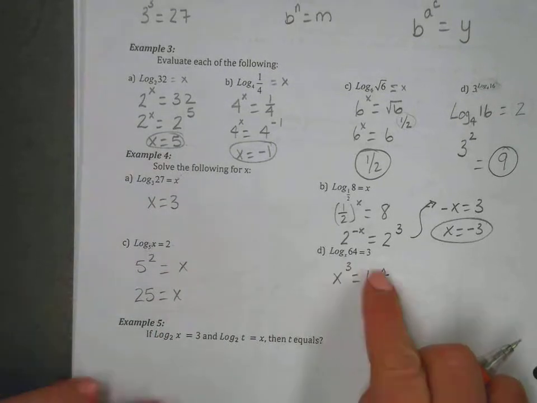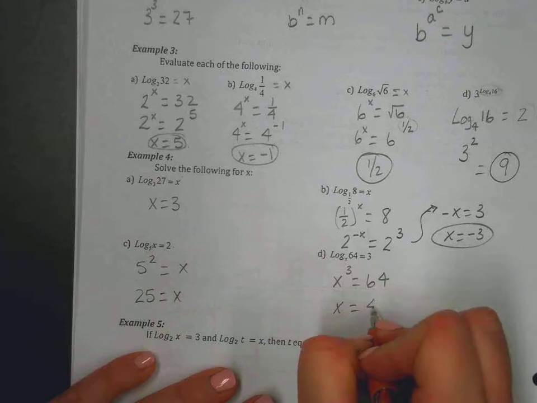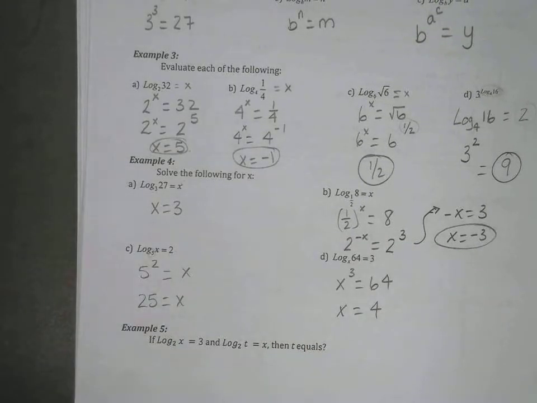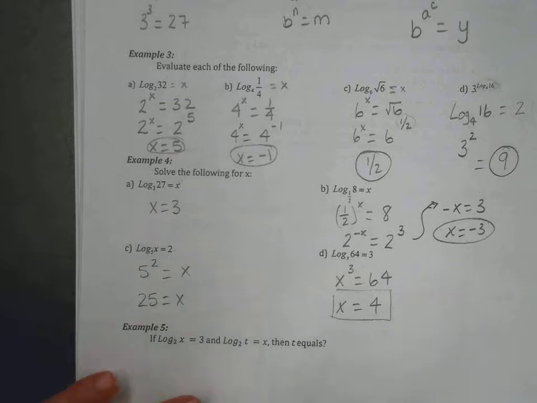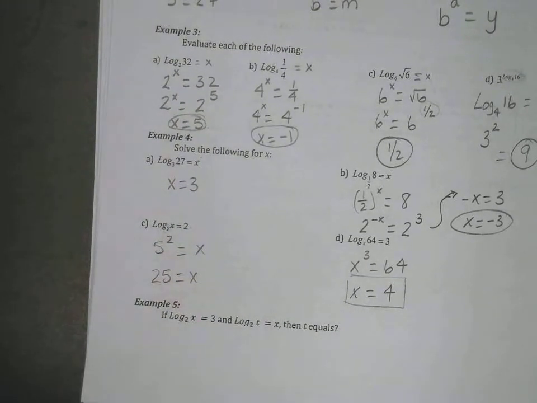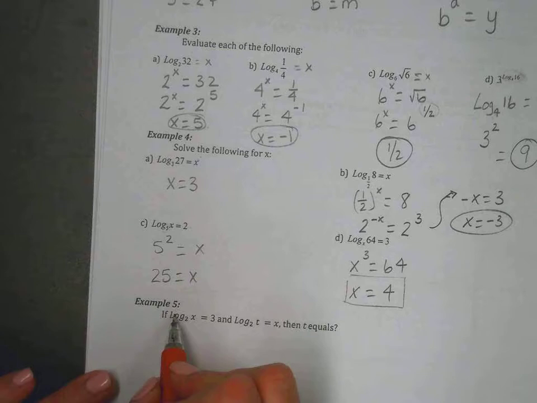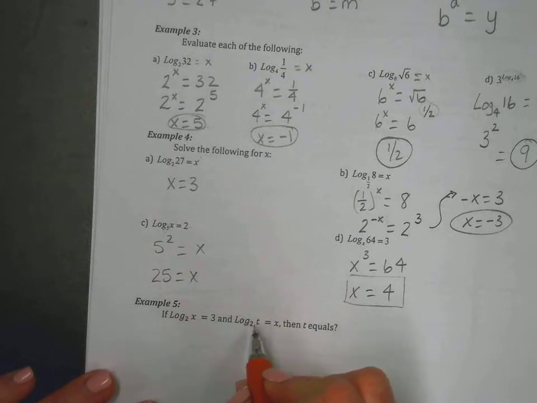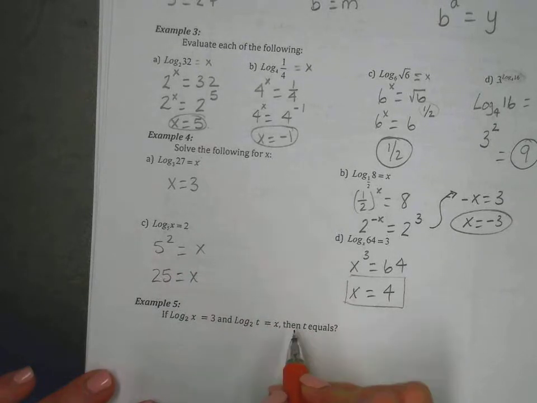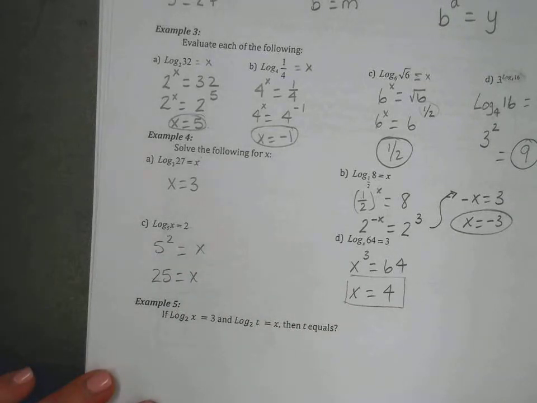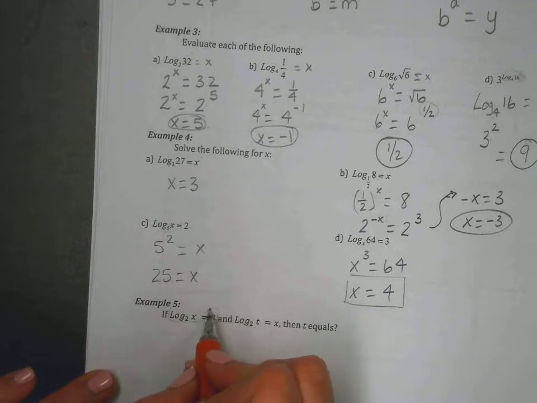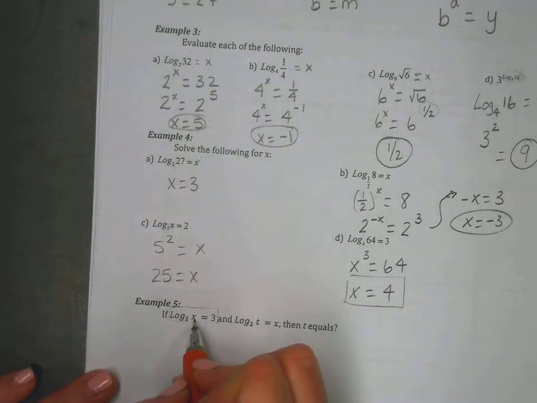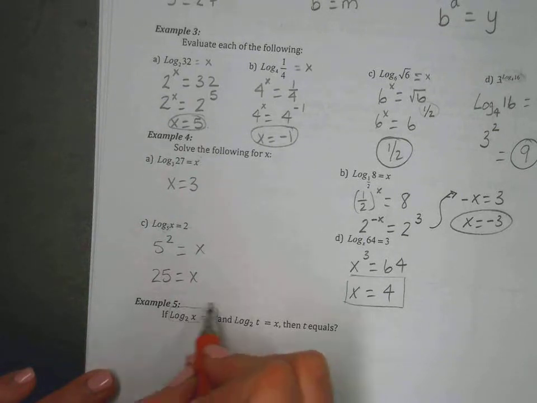Okay. All right, and then example 5. If log base 2 of x is equal to 3 and log base 2 of t is equal to x, then t equals what? So in this first logarithm, we could evaluate the x value. If I change this back to an exponential form, the base of my exponent would be 2, 3 would be my exponent, and x would equate to x. So 2 to the power of 3 equates to x. So this tells me x is equal to 8.